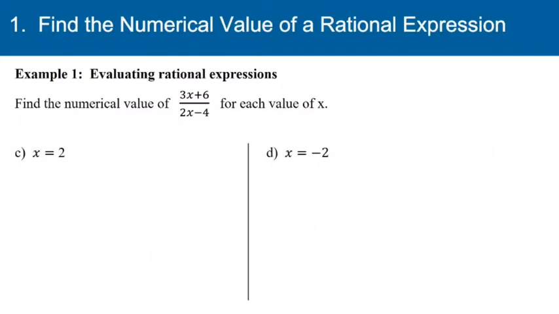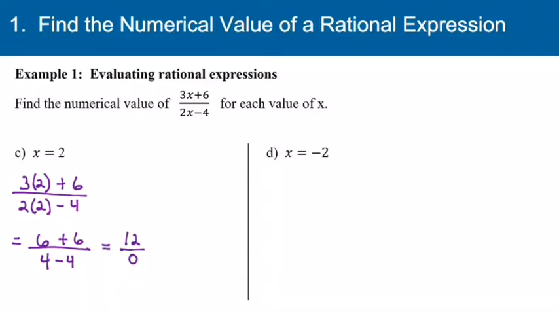Okay, for part C, same rational expression, but this time x equals 2. So now we have 3 times 2 plus 6 over 2 times 2 minus 4. So doing the multiplication first, 3 times 2 is 6. So we have 6 plus 6, and in the bottom, 2 times 2 is 4. So we have 4 minus 4. And now when we simplify, we get 12 over 0. Now, we can't divide by 0, so 12 over 0 is going to be undefined.